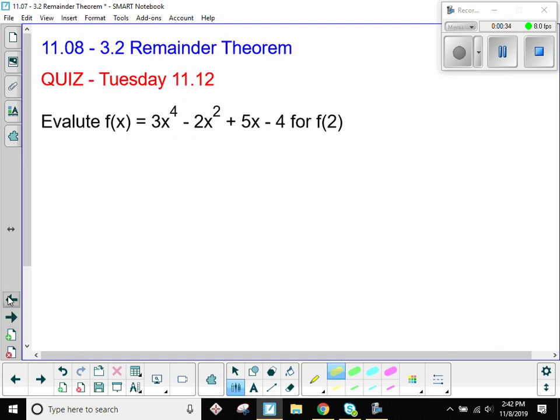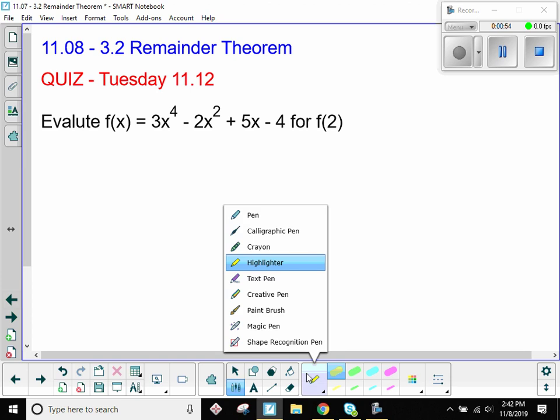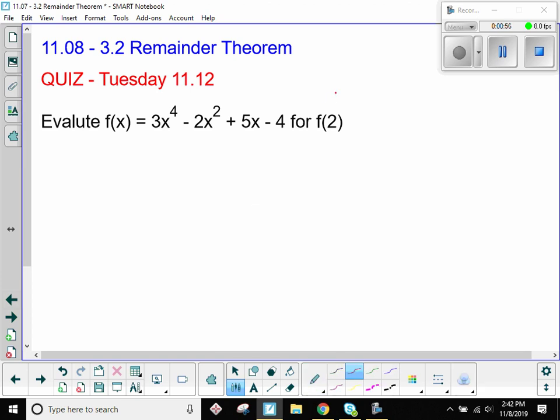I want you to please do this warm-up. This warm-up was going to lead us into our lesson for today. It says, evaluate f of x equals 3x blah, blah, blah for f of 2. What does that mean to do? Right. It means f of 2 in parentheses means x equals 2. So you're going to substitute 2 over here for all the x's and get an answer.